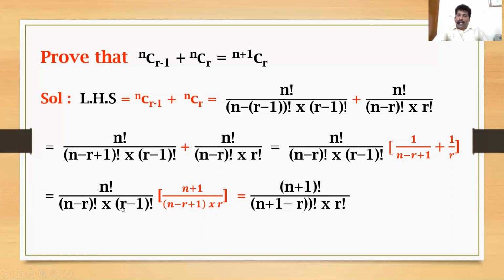You see here, (r minus 1) factorial, here r. So r into (r minus 1) factorial is again r factorial. So this is (n plus 1) factorial divided by (n plus 1 minus r) factorial into r factorial. That is nothing but (n plus 1)Cr. The (n plus 1)Cr expansion, if you do it using the nCr formula, is (n plus 1) factorial divided by (n plus 1 minus r) factorial into r factorial. So in this way, we have to prove this theorem or formula.